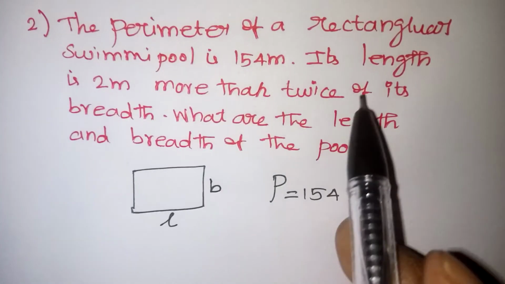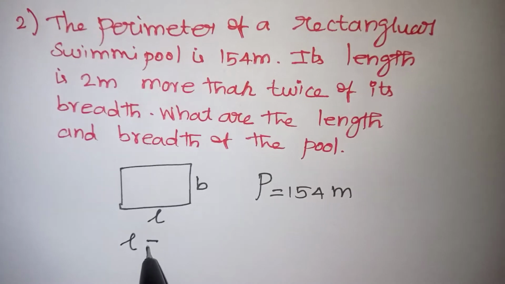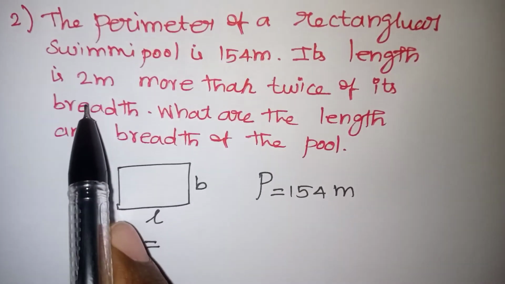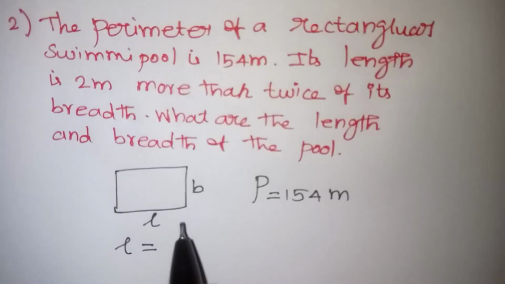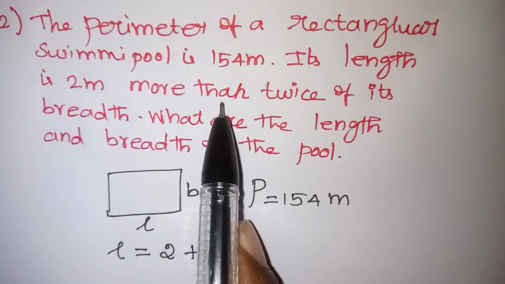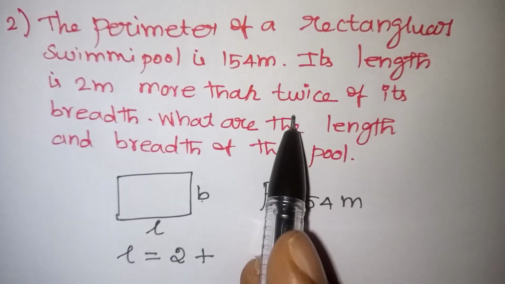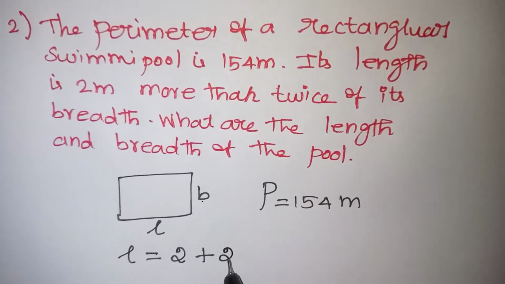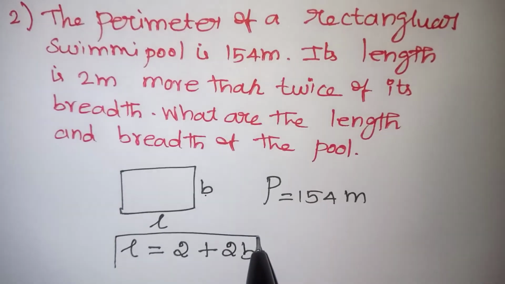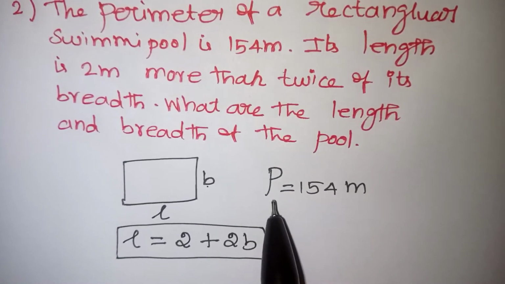They are talking about the length first. The length is, that means length is equal to. The length is 2 meter more than, that means 2 plus, 2 more than means you have to use the addition symbol. Twice its breadth, that means this is breadth, twice means 2 times b. So 2b you have to write. So this is a given condition. L is equal to 2 plus 2b is the given condition.